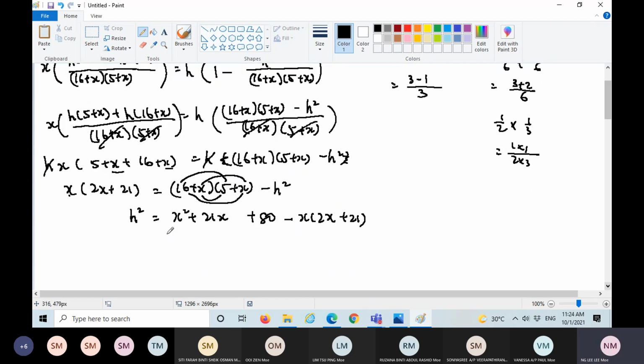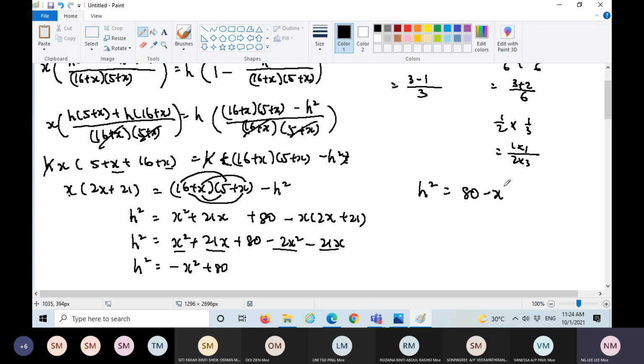I'm quite close to the answer already, because h is only on the left. On the right, no h anymore. I just need to expand this and then combine it. 2x squared. Negative, positive is negative, 21x. Now x squared and the minus 2x squared, I have a negative x squared. This and this are gone. Plus 80. So I'm going to write it as 80 minus x squared.